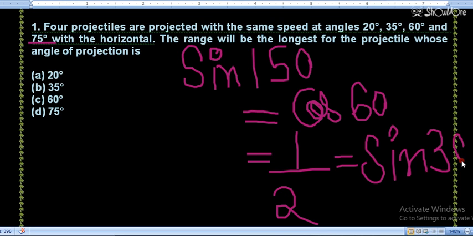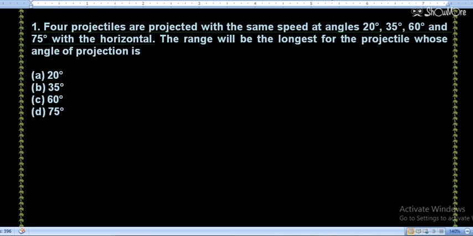So basically for the given projectile, 4 projectiles are fired, but the initial velocity is the same. So that means the initial velocity u is same for all the projectiles. First point, g is also same for all the projectiles. That means the range of the projectile will depend on only one factor.